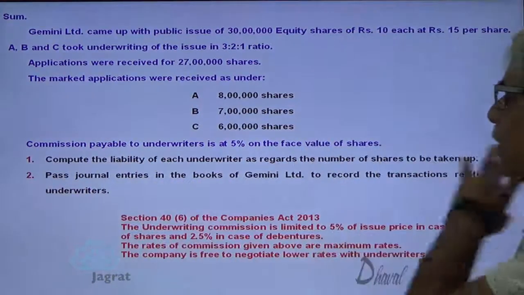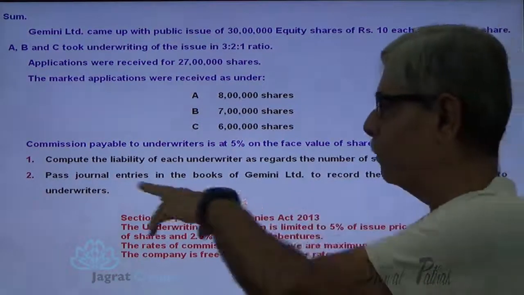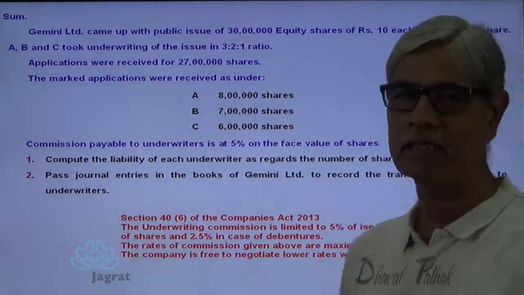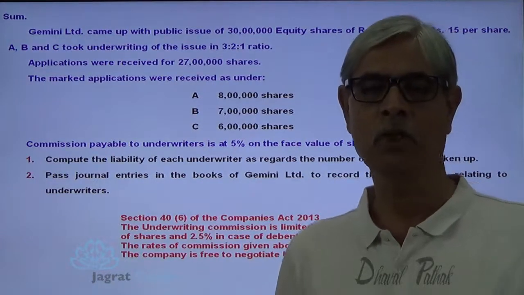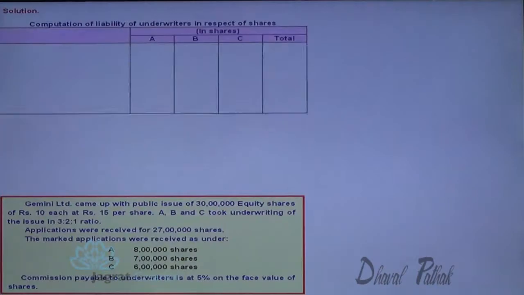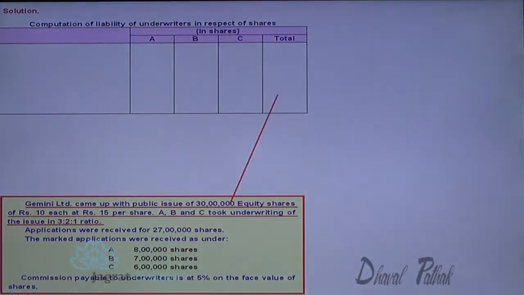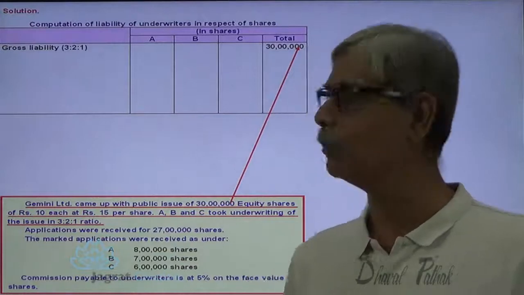Compute the liability of each underwriter as regards the number of shares to be taken up. Pass journal entries in the books of Gemini Limited to record the transaction relating to underwriters. So we are also required to write down the journal entries for that. First of all, let us determine the gross liability. This is the details of the sum. Issue of 30 lakh shares. Gross liability is required to be distributed in the ratio of 3:2:1.